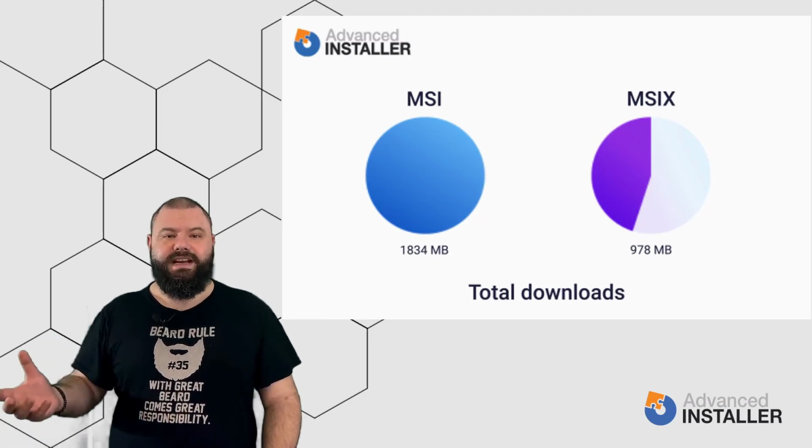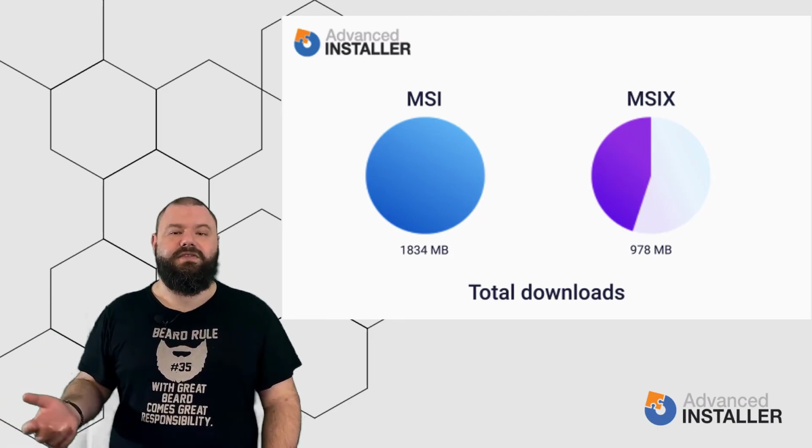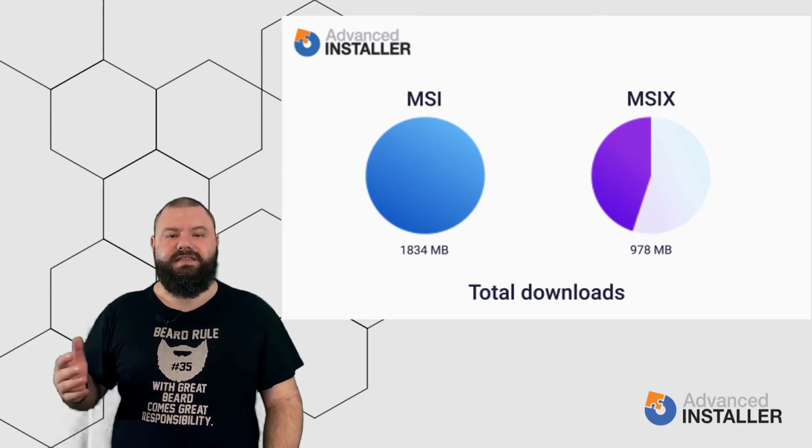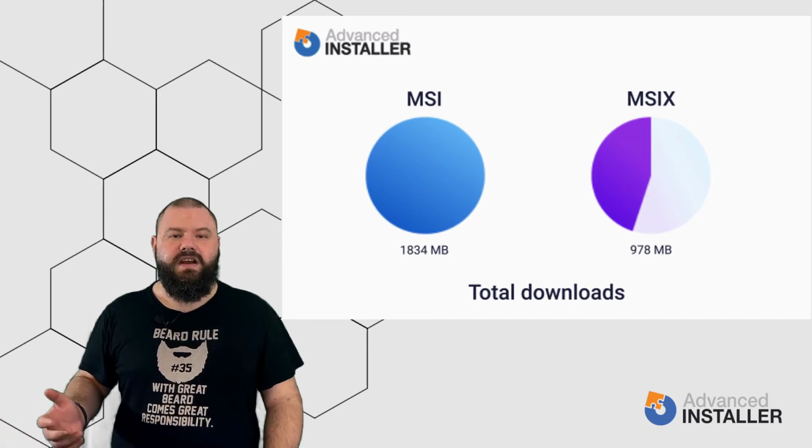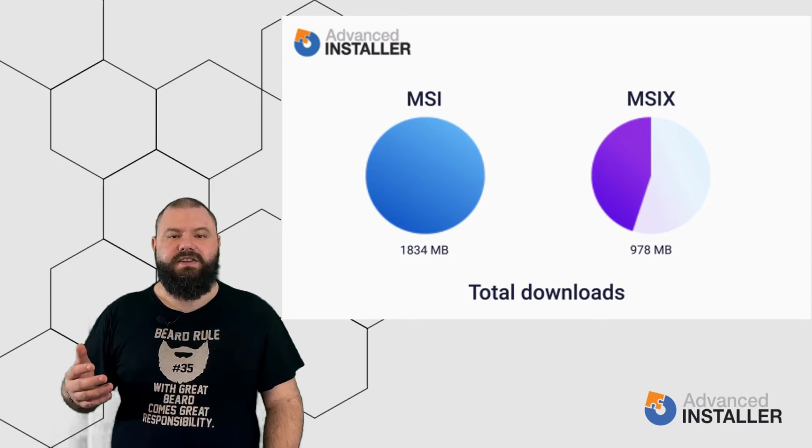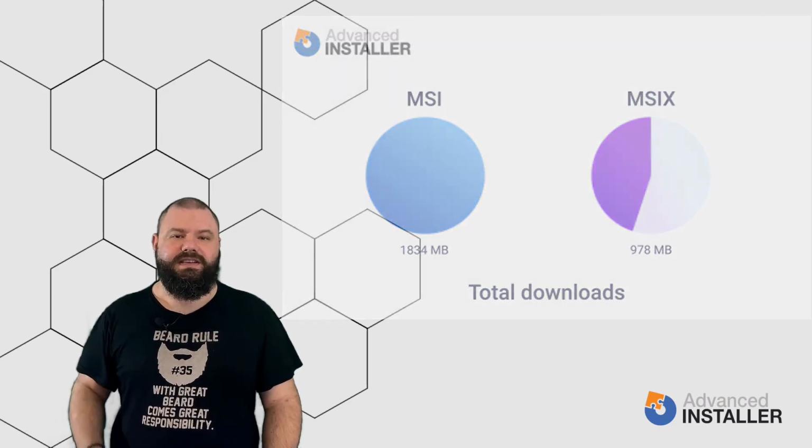As a small disclaimer, the data presented in this video is based on real estimates measured only for the Advanced Installer MSIX package. For your own application, the bandwidth savings may vary depending on the update's frequency, percentage of changes inside your app between each update, and your cloud provider pricing.